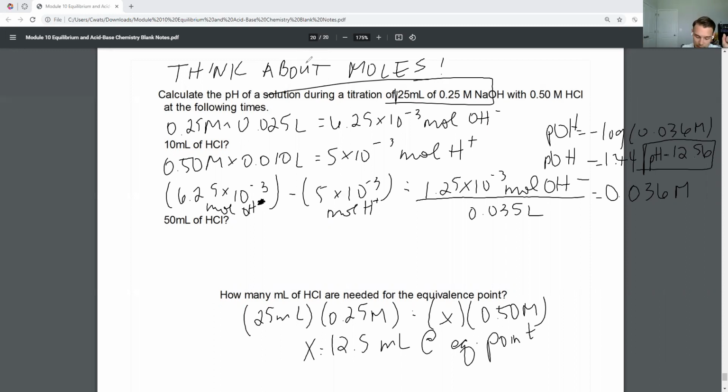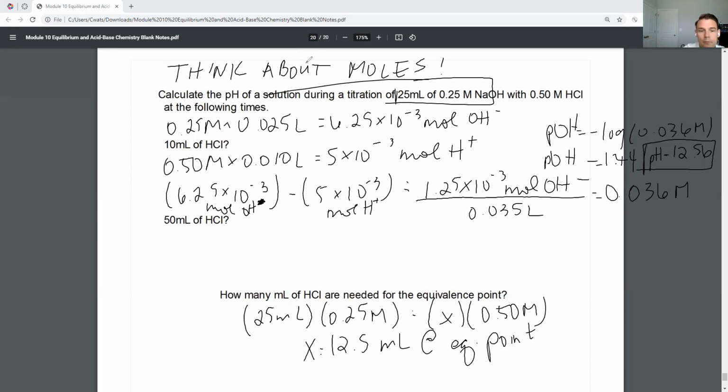Sorry, so bad for that. But the idea: determine the moles. What do you have left after they've neutralized each other? Determine that concentration, calculate the pH or pOH in order to get that. So at 50 milliliters, I know I'm past my equivalence point because it took 12.5 milliliters to get me to my equivalence point.